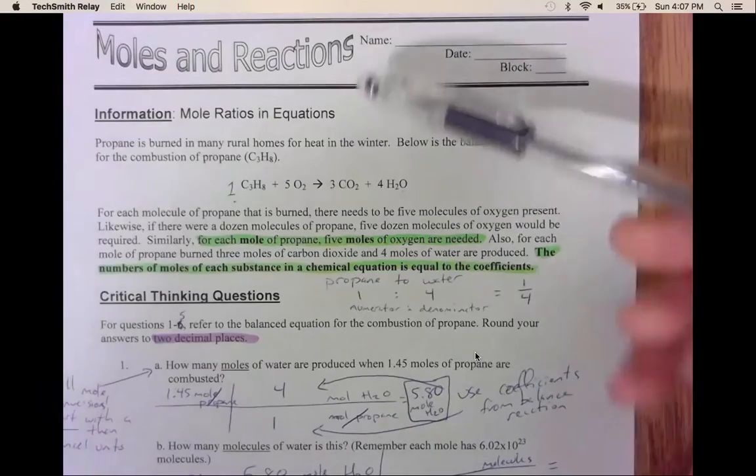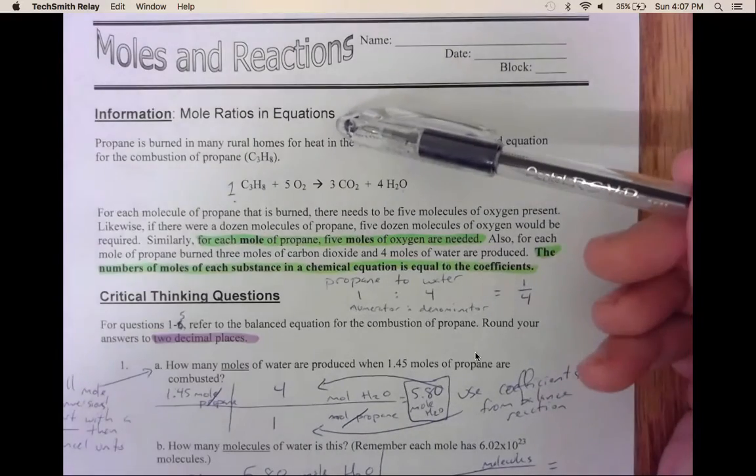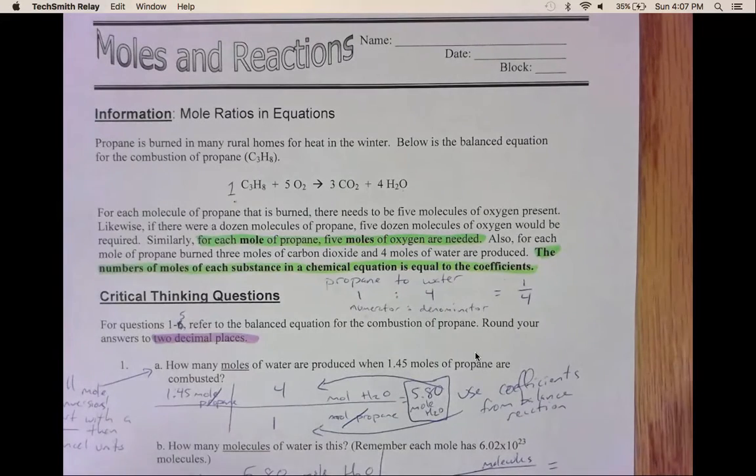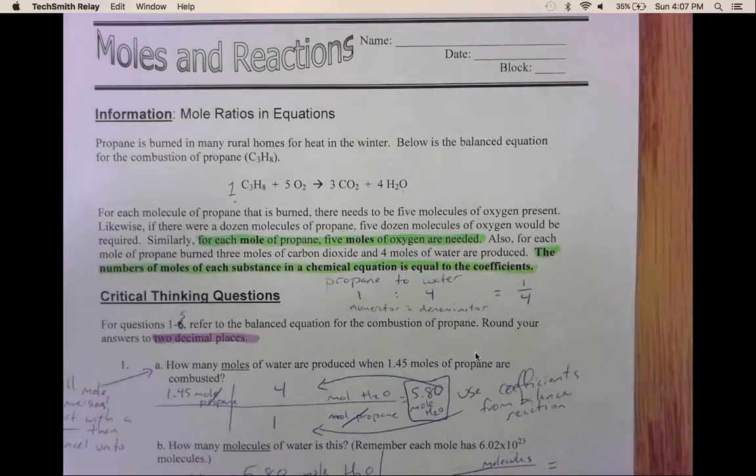Today we're taking a look at moles and reactions. Right up top we're starting with mole ratios and equations. This section is really important. Please make sure you understand it. If you have any questions, make sure you circle them, write down your question and bring it to class. Make sure you ask me.